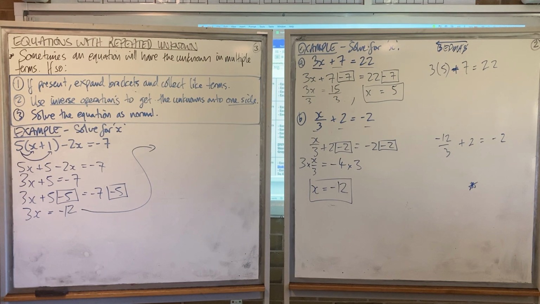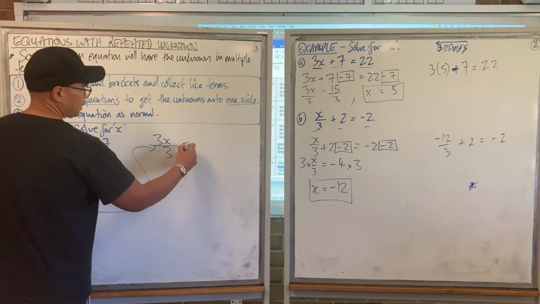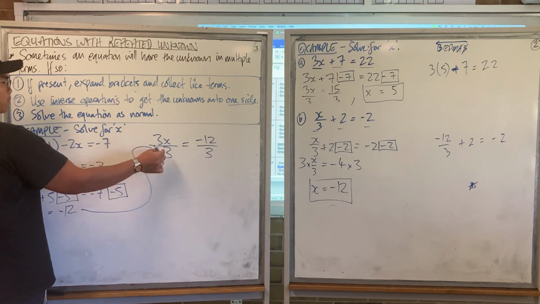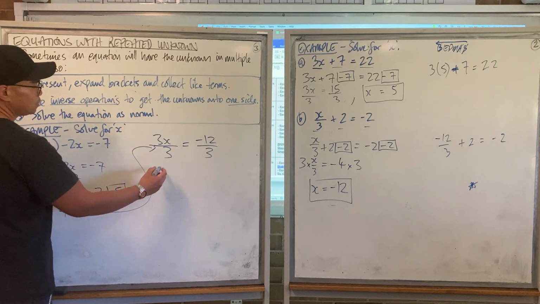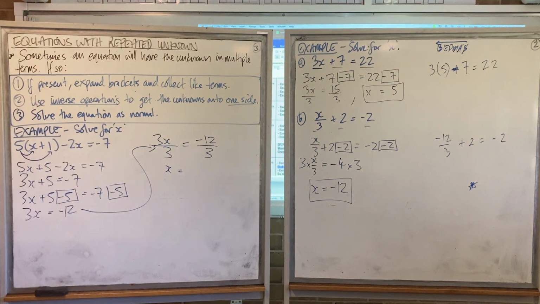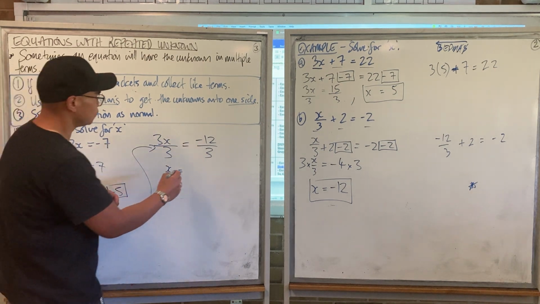3x is equal to negative 12. What is the 3 doing to the x? What's the opposite of timesing something by 3? Good. So you're going to go 3x and you're going to divide it by 3. And to keep it balanced on the other side, I'm also going to divide that by 3. What's 3 divided by 3? 1. So that's going to leave you 1x or x. What's negative 12? What's 12 divided by 3 normally? 4. But because it's a negative 12, what kind of a 4 is it going to be? Negative.